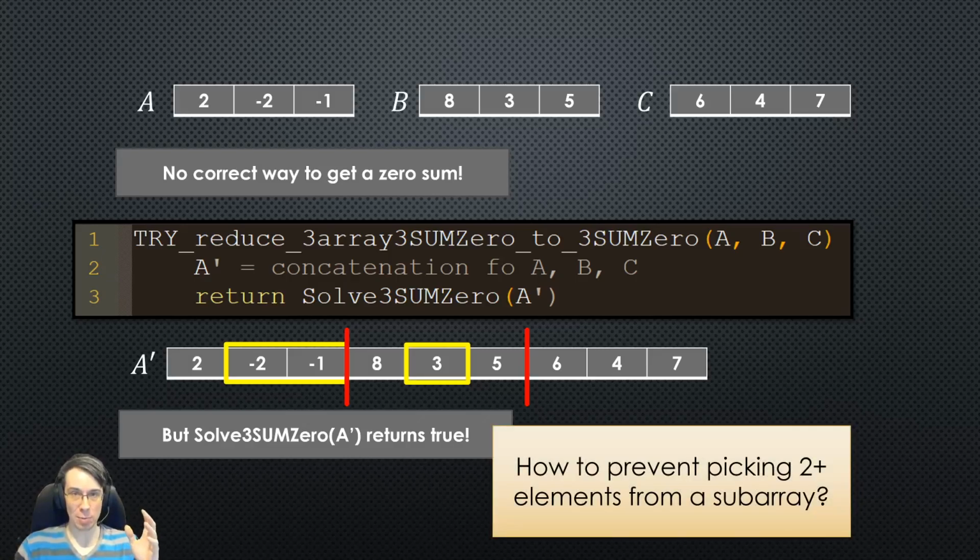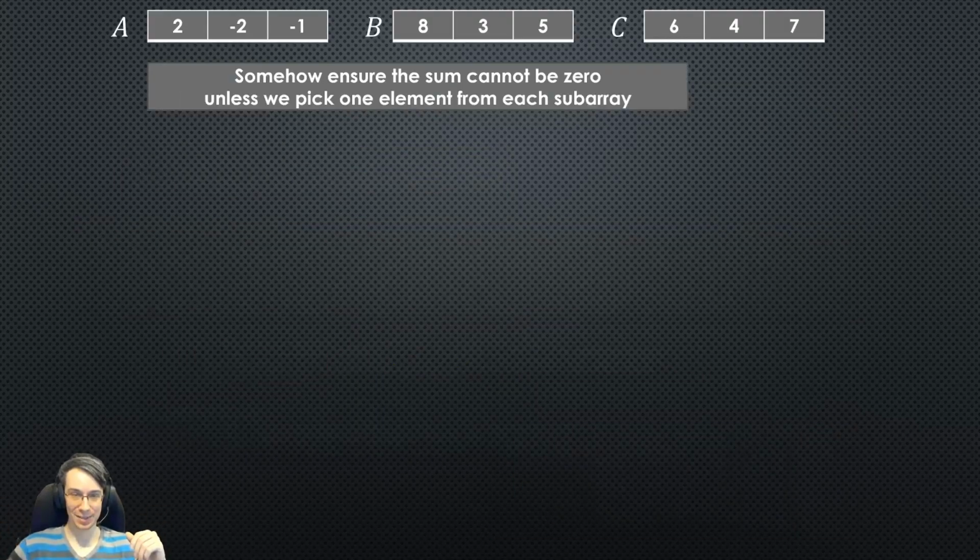And really, this is where the creativity in this problem comes in. How do we prevent picking 2 or more elements from a subarray? And feel free to pause and think about this. But full disclosure, when I first thought about this problem, I couldn't come up with a way to do this, at least in the 5 minutes I spent. So don't feel bad if you can't come up with a solution to this, and we'll see one on the next slide. And if you can, well, you get to feel like you're smarter than me, so that's nice.